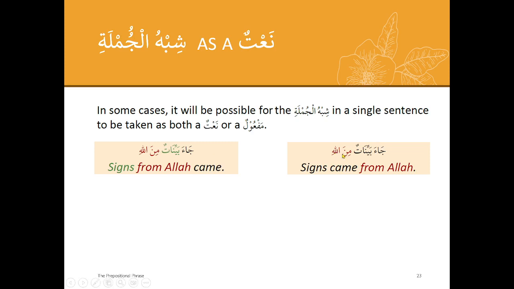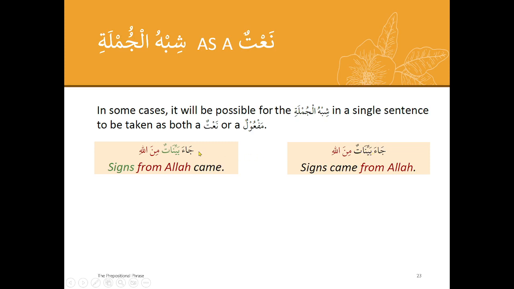From where? From Allah. See? One is sifah, the other one is maf'ul. From where? From Allah. What is the difference? Is it the maf'ul? Is there a haraka? No, there's no haraka, but we stop when we say it.